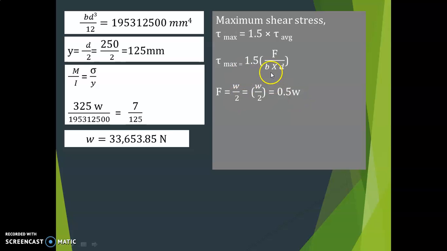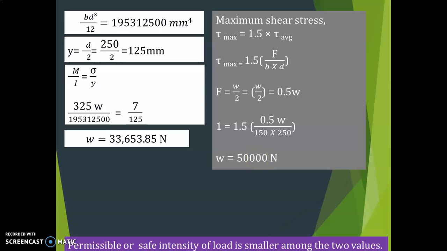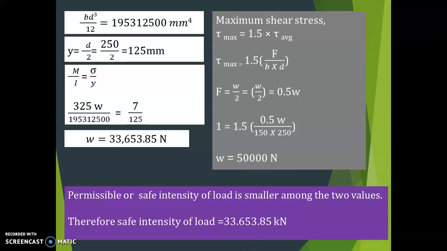Now substitute values in the equation. So tau maximum, that is 1, is equal to 1.5 into 0.5 W divided by 150 into 250. So you get W is equal to 5000 Newton. Okay, sorry, 50,000 Newton.